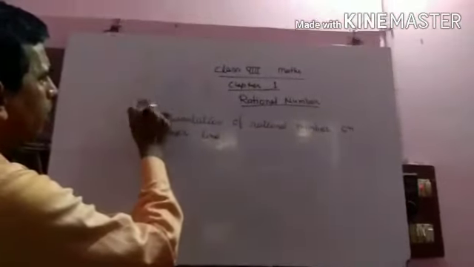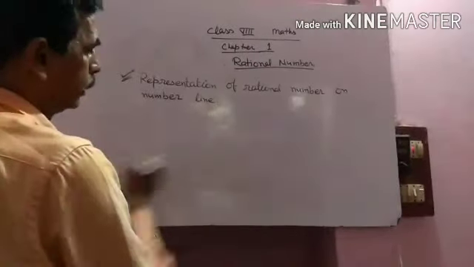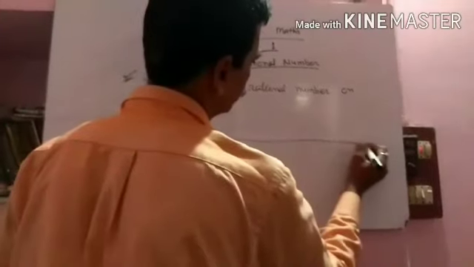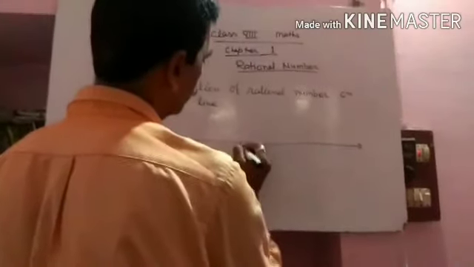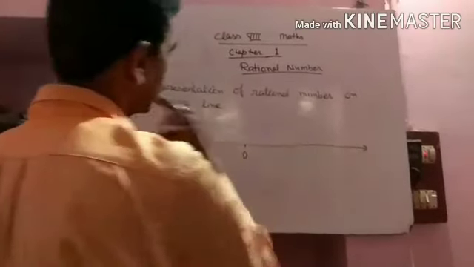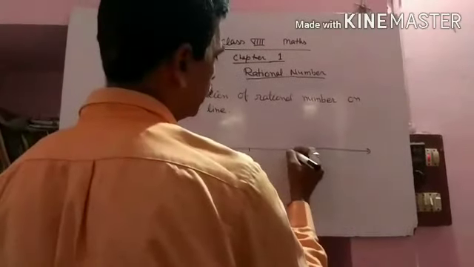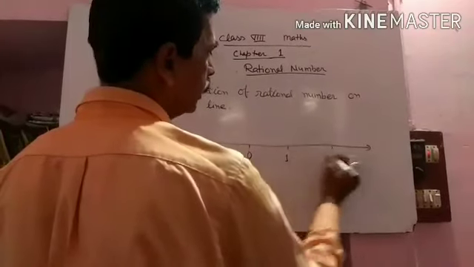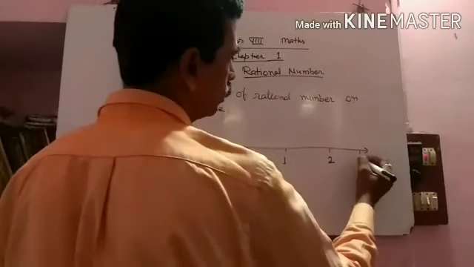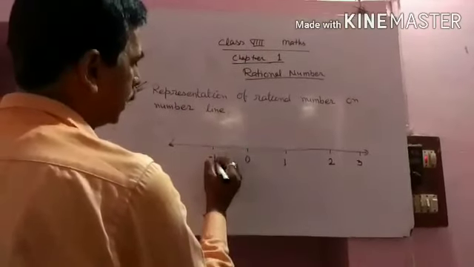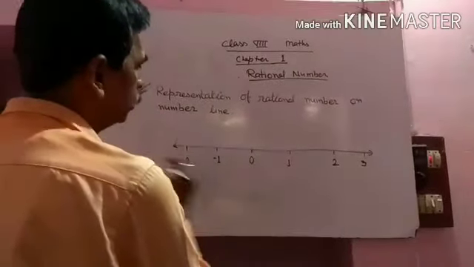Now we are going to discuss the representation of rational numbers on the number line. Suppose a number line is like this. This is the origin. From this, rightward it is 1, 2, 3, and so on, and from leftward, it is -1, -2, and so on.